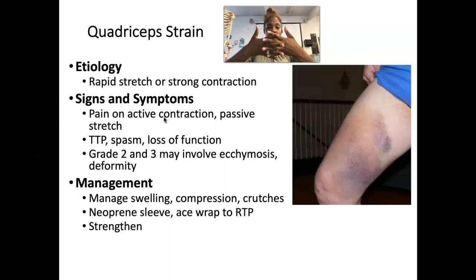right? And we recall that a grade 1 just means there's stretching of the tissue, but a grade 2, we actually have that tearing, and then a grade 3 would be a complete rupturing of those muscular structures.